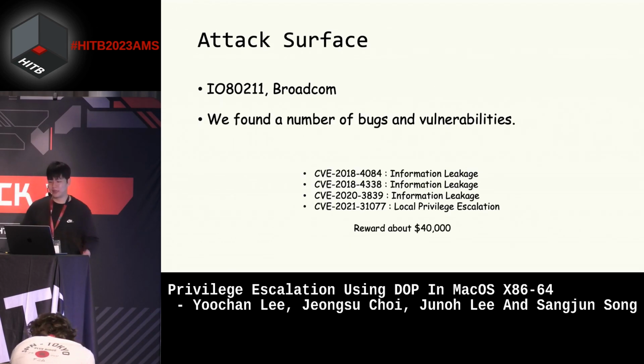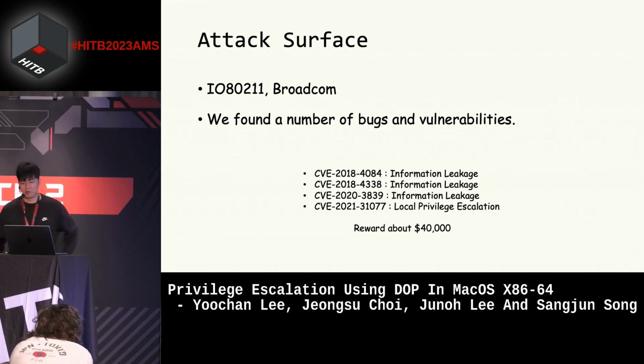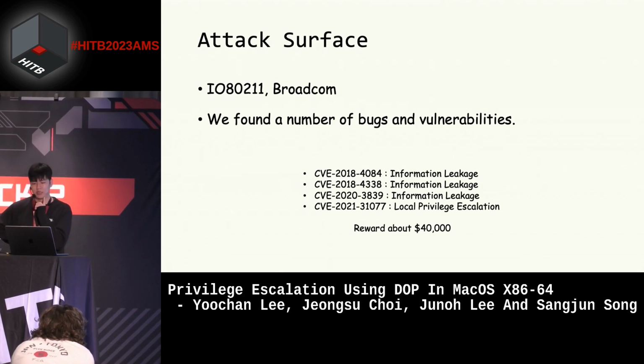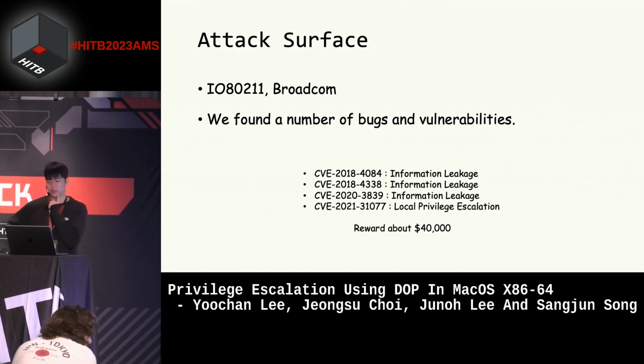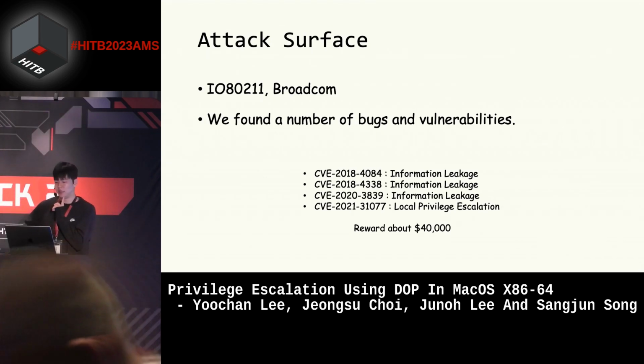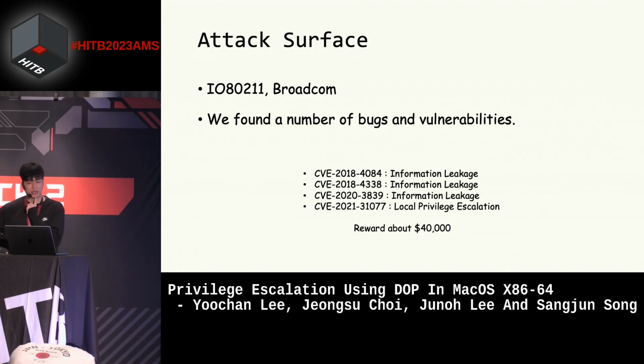In this attack surface, we found a number of bugs and vulnerabilities. For the vulnerabilities, we reported them and got a bounty, but we did not report the bugs. That is, a number of bugs are left in the wild. I found this attack surface in 2017, and it still has a number of bugs. Therefore, we think it's still a rare attack vector.